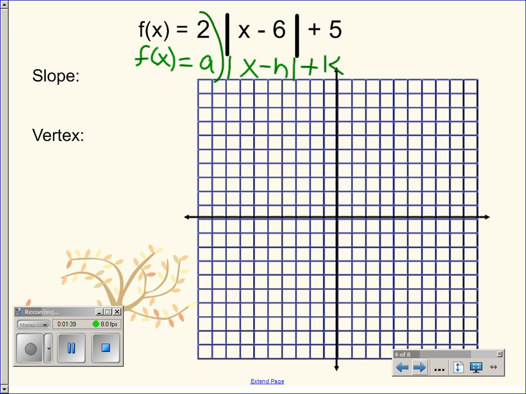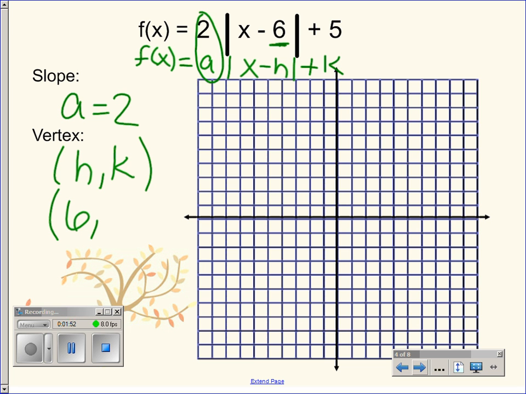So in this case, a is 2, okay, and our vertex is going to be h, k. So in this case, h, I see negative 6, so I take the opposite of that. That's going to be positive 6. And then k, what you see is what you get. So my value of k is 5.